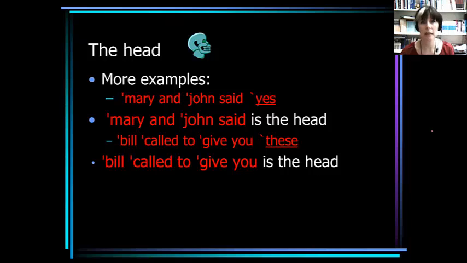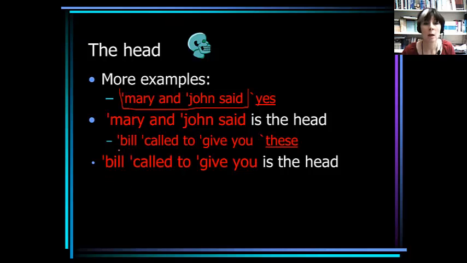Mary and John said yes. Try this with me. Mary and John said yes. So we've got some stressed syllables here, but the head is everything from this point up to this point, not including the tonic syllable. So Mary and John said is the head here, and yes is the tonic syllable.